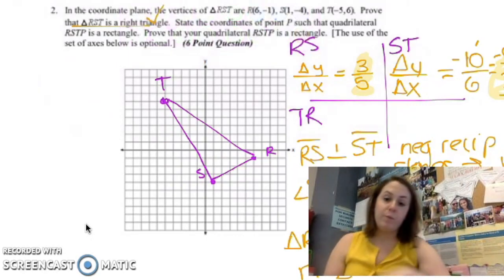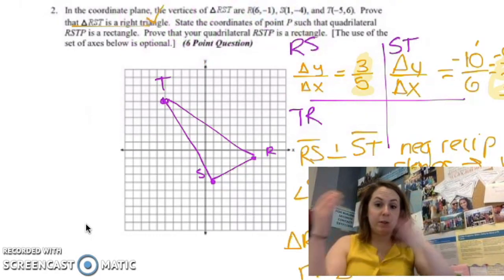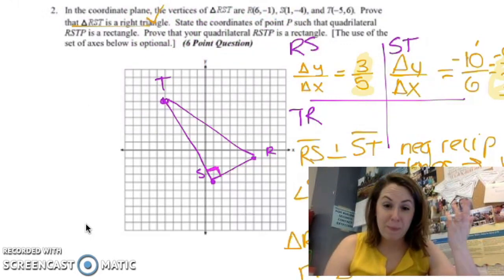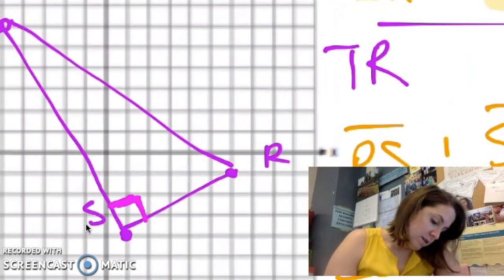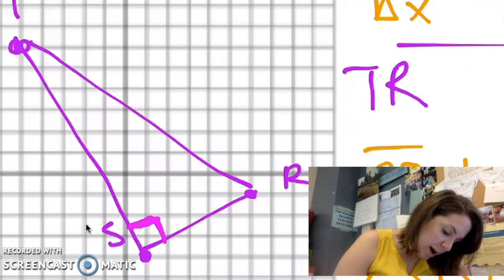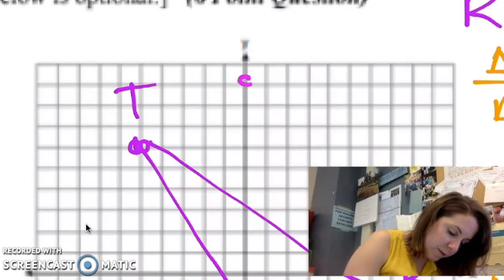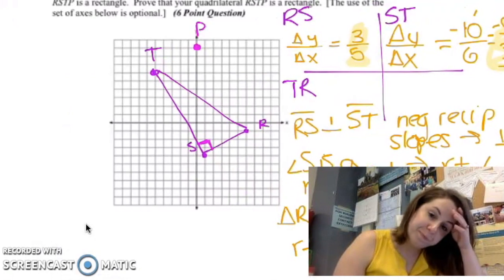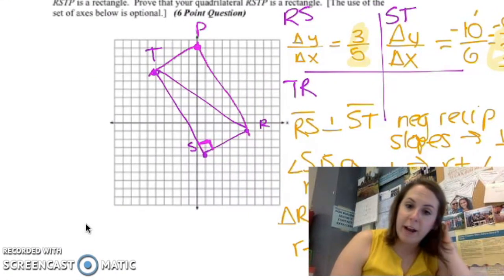Make this a rectangle. Okay, so let's find that coordinate. So I know that a rectangle will need opposite sides parallel. I already know this is a right angle. So as long as that other side is parallel, I'm going to have a right angle. So now let's look at this. From here I go up 3 over 5. So from TR, I'm going to go up 3 over 5. And that I'm going to call point P. And that should give me a rectangle when I graph it.